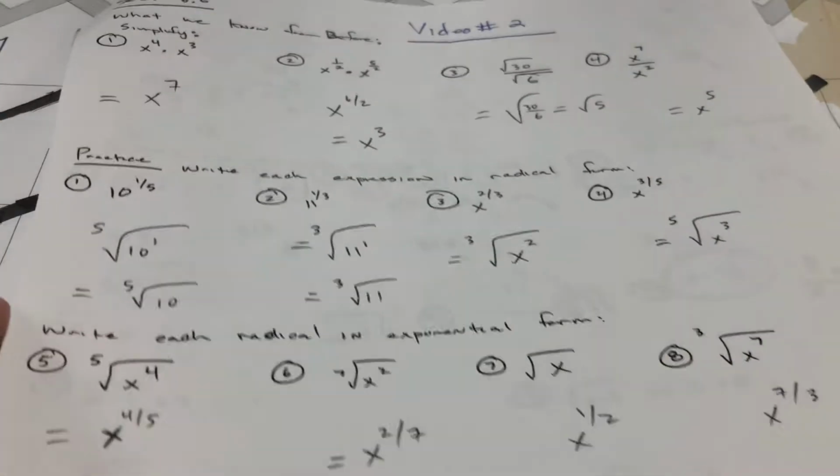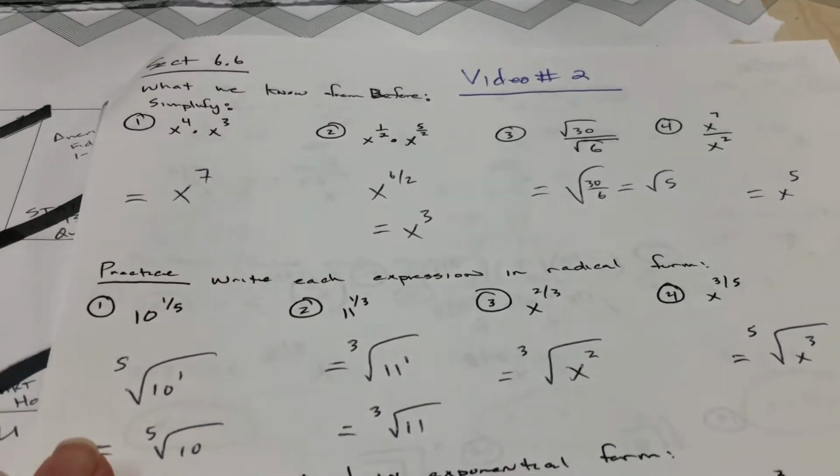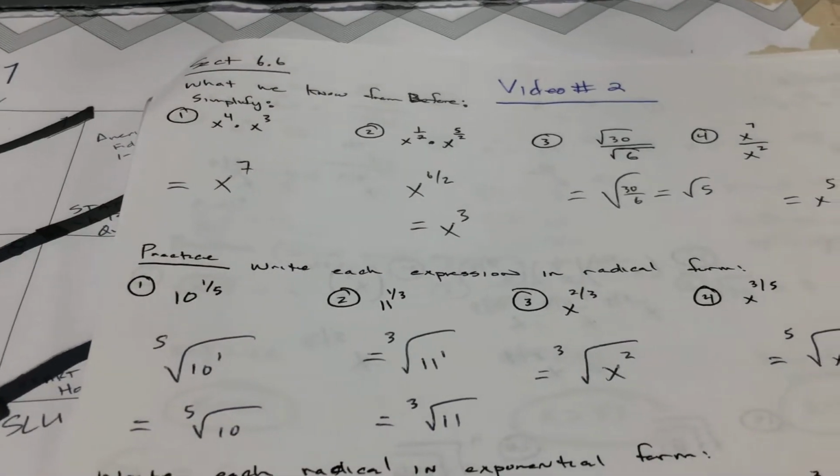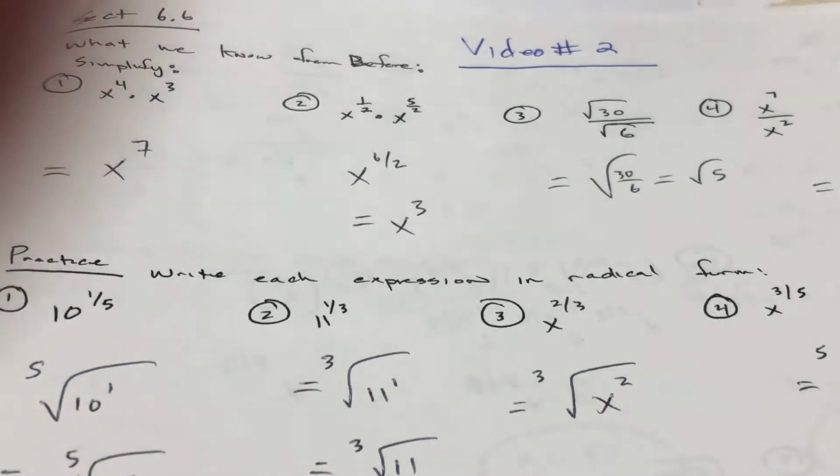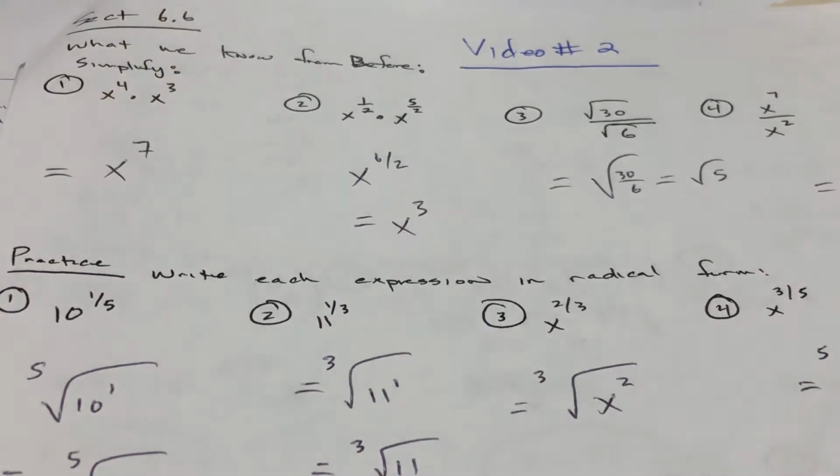Video number 2 here is going to start on page 6 with section 6.6. Again, section 6.5 might be the hardest section in this game plan. So once we get past that, we're smooth sailing. So section 6.6, what we know from before.